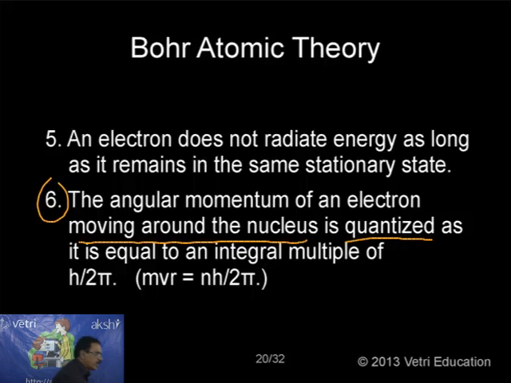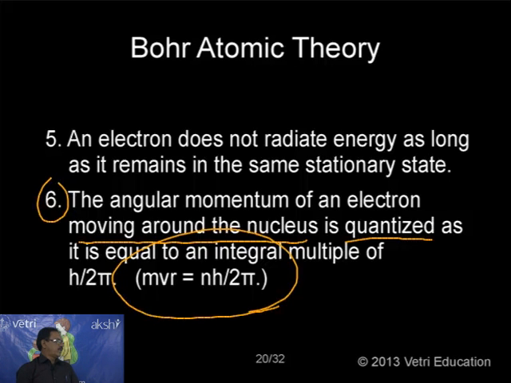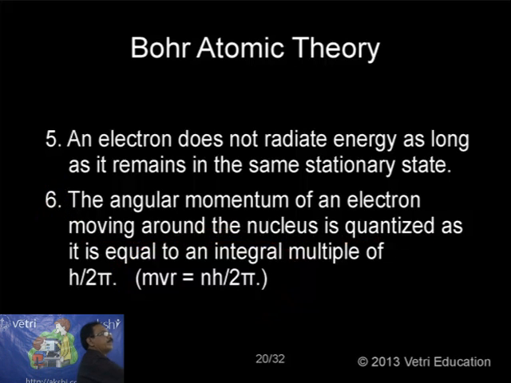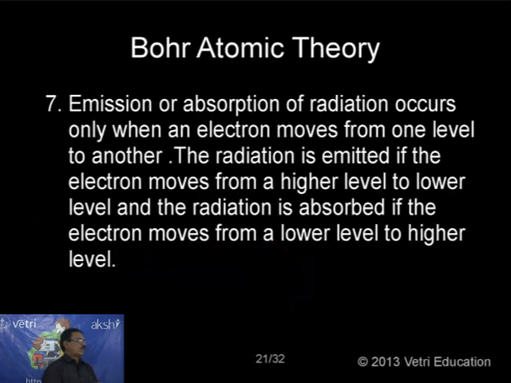That is, mvr is equal to nh by 2 pi. This is the most important information. Let me read again. The angular momentum of an electron moving around the nucleus is quantized, as it is equal to an integral multiple of h by 2 pi. Okay. Next, the seventh one.